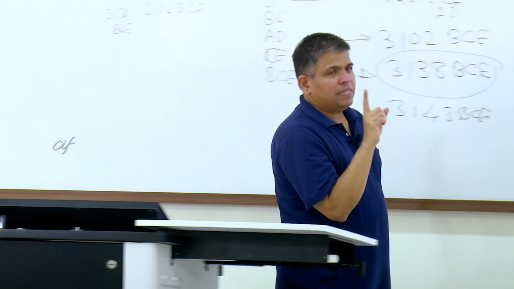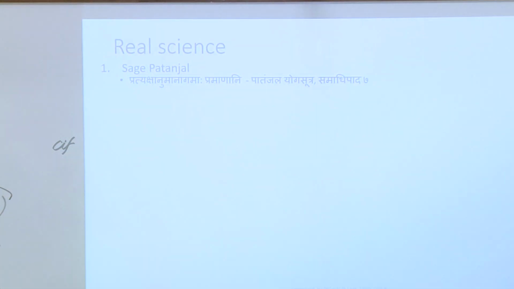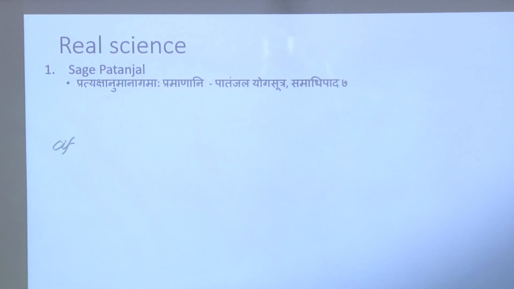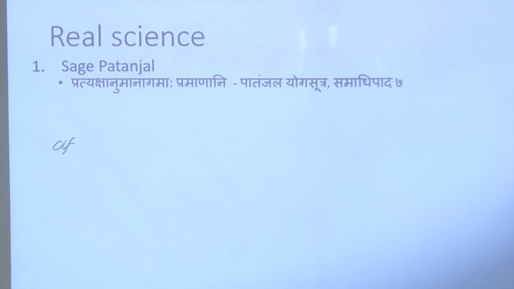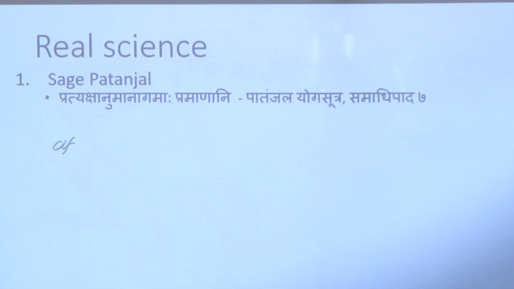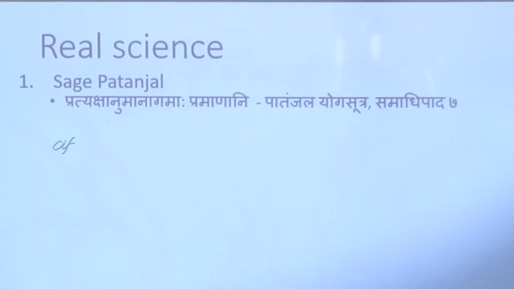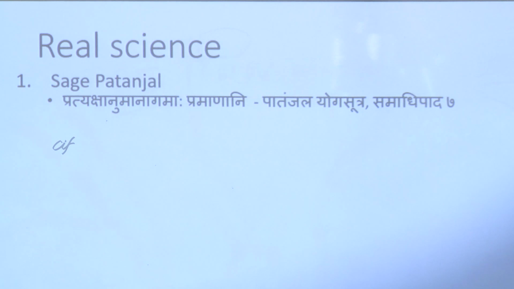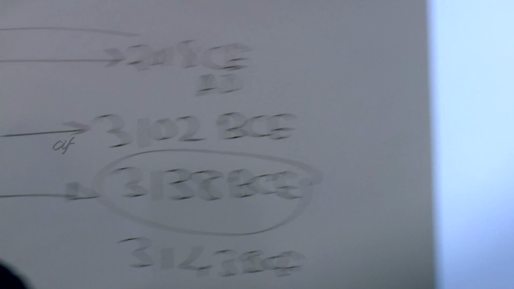Patanjali, first Samadhipad, first chapter Samadhipad, and the sutra number 7. The first one is a yoga, chitta, vritti, nirodha, keep it aside. Sage Patanjali says, Pratyaksha, Anumana, Agama, Pramanani. Pratyaksha, okay, Indriya Pramanya, objective testing. Anumana, inference, conclusion, prediction. Agama, background knowledge. Pramanani, evidence, proof. Okay. What does he say next is even more interesting.